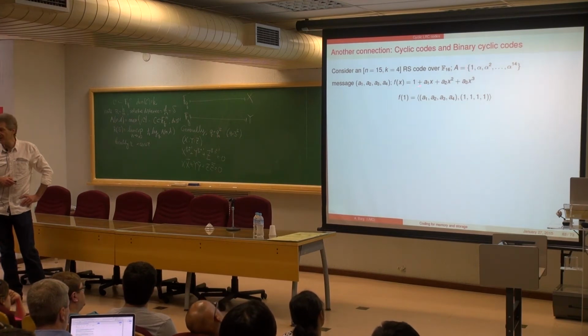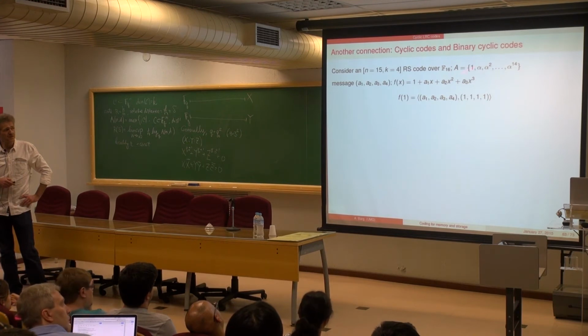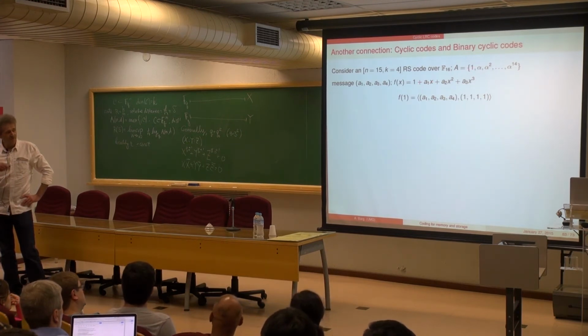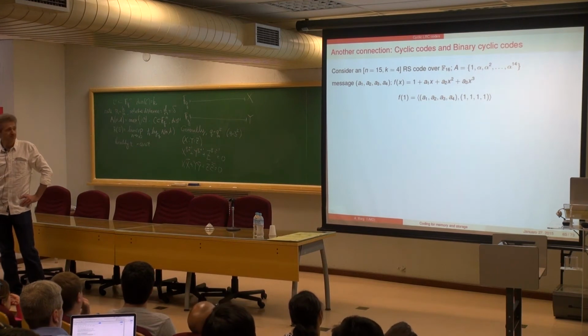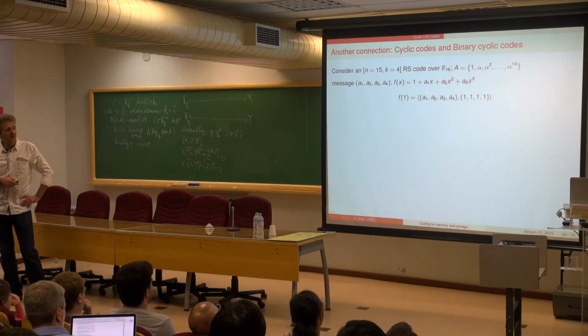And what does it mean to evaluate this polynomial at 1? Well, this means that we take the array of coefficients, take the dot product with the vector 1, 1, 1, 1, evaluate it in F16, and get the first coordinate of the codeword. Now we want to evaluate it at alpha. So we substitute alpha, alpha squared, alpha cubed.